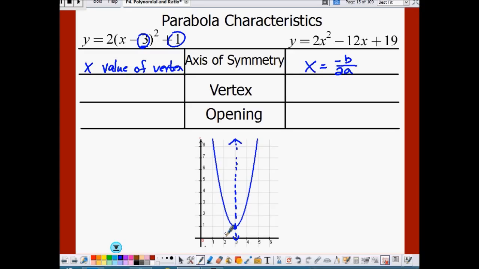In transformation form, again, our basic formula is y equals a times x minus h squared plus k. Our vertex can be found right here, h, k. Because h tells us that our parabola's been moved either left or right, and k tells us our parabola's been moved up or down, so we can find our vertex by looking here and here.